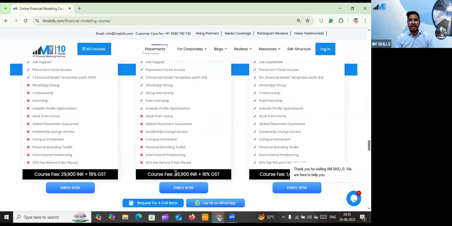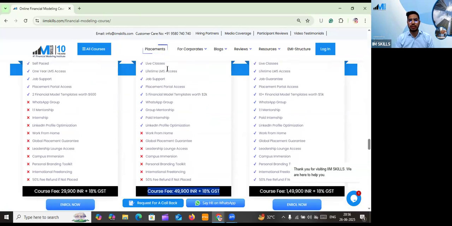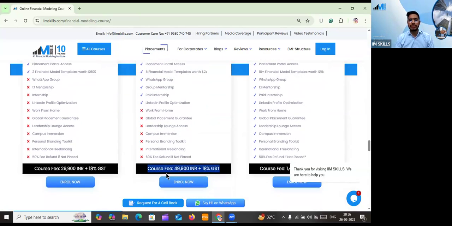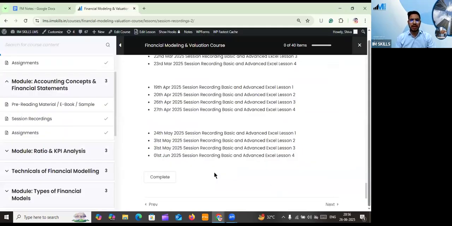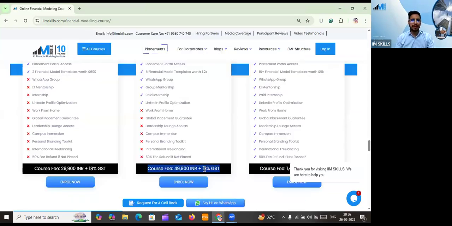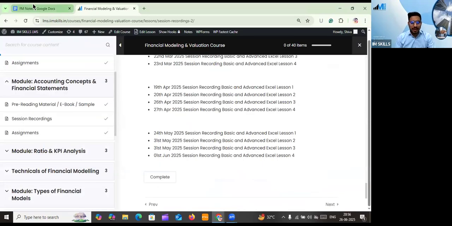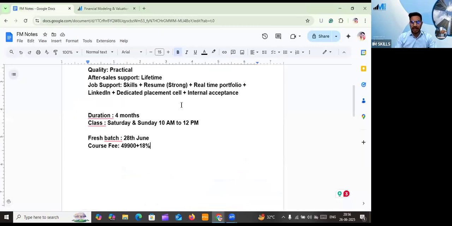The second course, for which I have just written the course fees, is the job assist training program. You can see what all offerings are here. This training program costs 49,900 plus 18% GST. The total will be 58,882 rupees. Let me write it down here. Okay, this is the course fees.